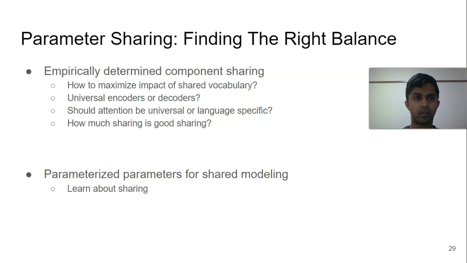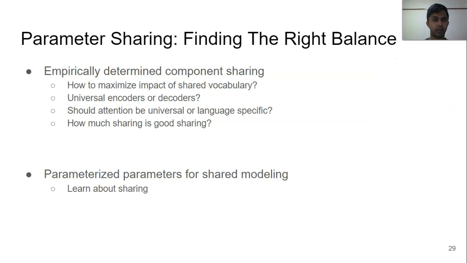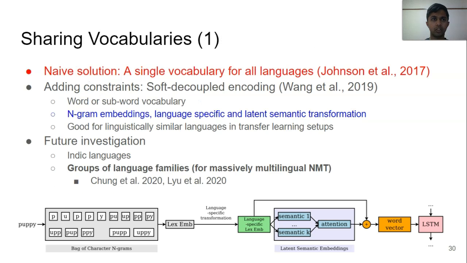the right balance. So the questions we are going to ask are, how do we maximize the impact of shared vocabulary? How do universal encoders or decoders matter? Should attention be universal or language specific? And finally, how much sharing is good sharing? We are also going to talk about parameterized parameters for shared modeling, where we are going to learn about parameter sharing. So, no discussion can begin unless you talk about vocabularies.